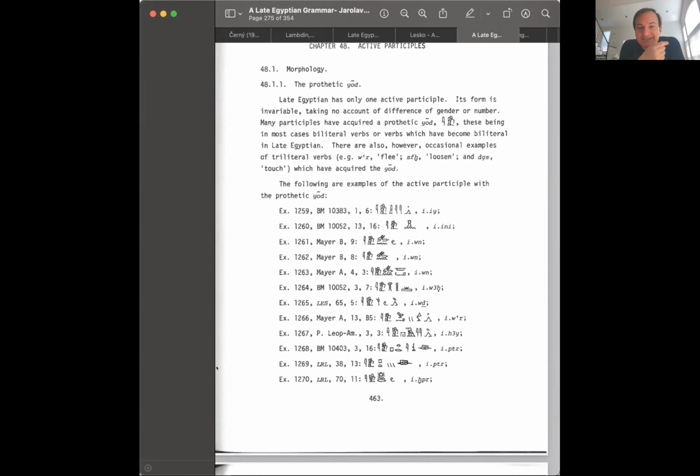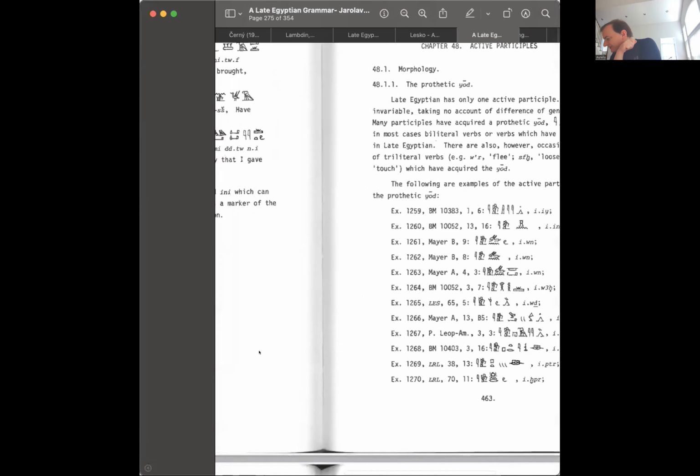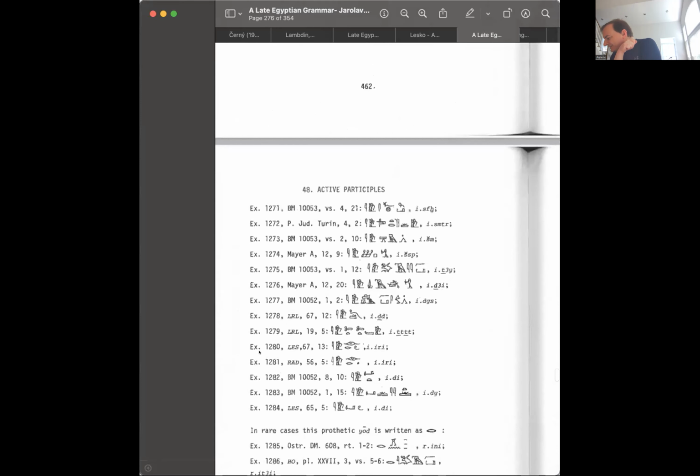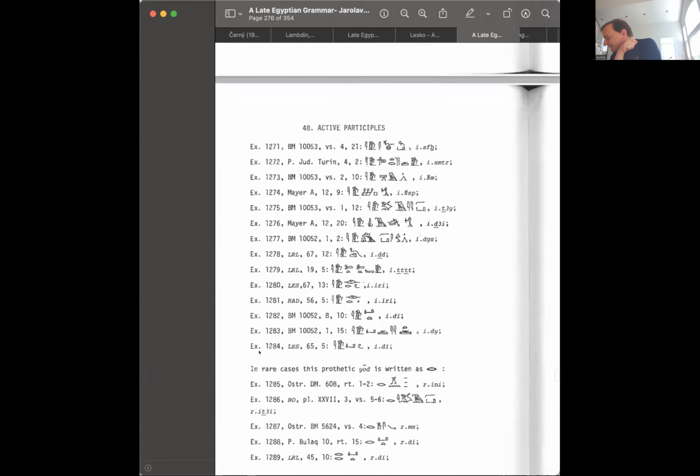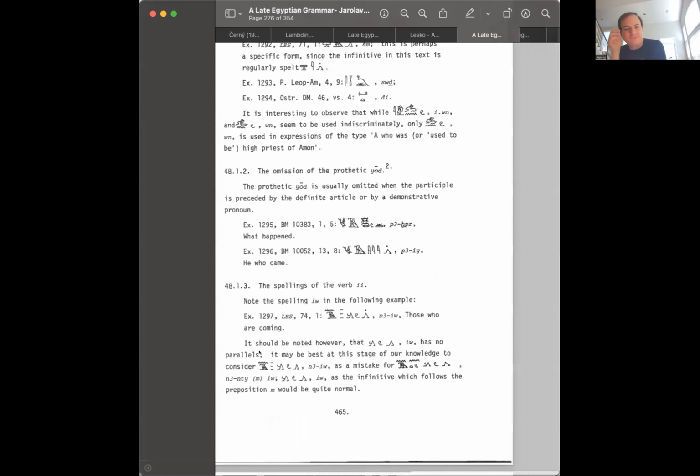Too funny. But yeah, so you can see what he's doing there. A whole bunch of examples, which is what Johnny always does. He shows you for different verbs how it's actually formed, and that goes on for a couple of pages. And then he has a few examples. He says the prothetic yod is usually omitted when the participle is preceded by the definite article or by a demonstrative pronoun. That's on 465.